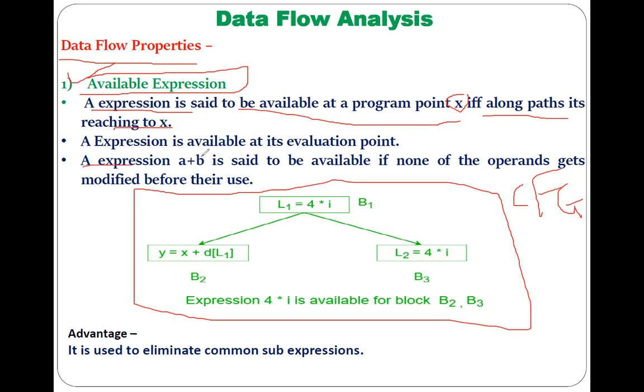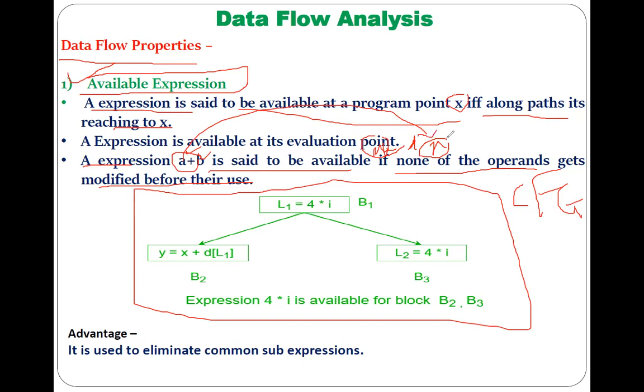An expression, for example A plus B, is said to be available at point X in the program if none of the operands get modified before their use. None of the operands means that from when this expression A plus B becomes available until it reaches this point X, neither A should get modified, nor B should get modified. Then and only then can we say that at this point X in the program, A plus B is available.